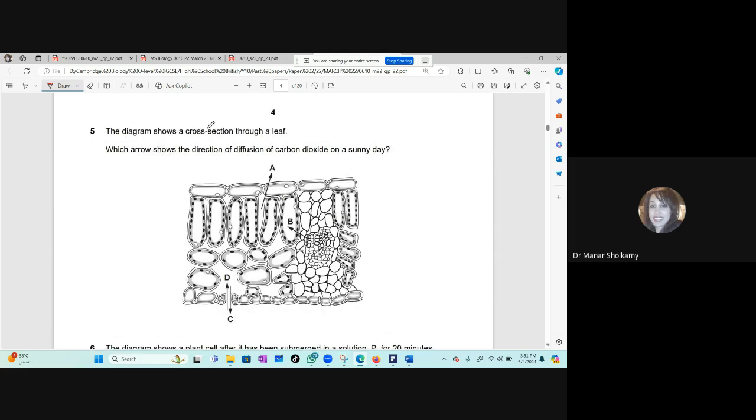Question 5. The diagram shows a cross-section through a leaf. Which arrow shows the direction of diffusion of carbon dioxide on a sunny day? Now, the moment they say the word sunny, are we doing photosynthesis or respiration? Photosynthesis. And in photosynthesis, does carbon dioxide go in or out? In. Very good, correct. So what's the answer, A, B, C, or D? D. Well done. Of course, the carbon dioxide will move in through the stomata.